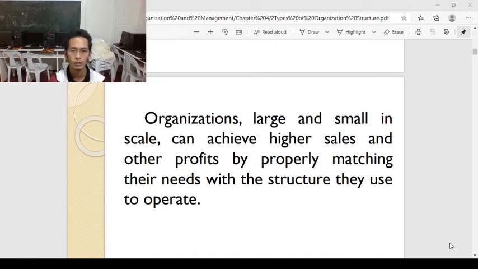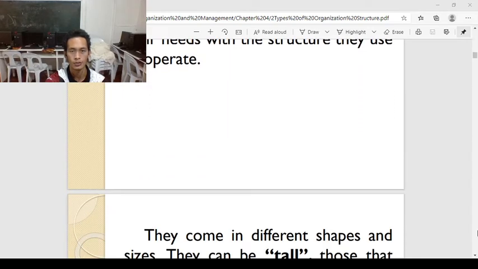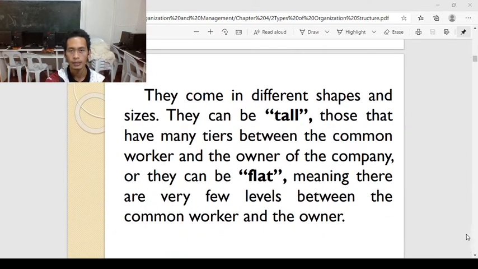Organizations, whether large or small in scale, can achieve higher sales and other profits by properly matching their needs with the structure they use to operate. So it depends on the structure that they use to operate. Organizations come in different shapes and sizes.